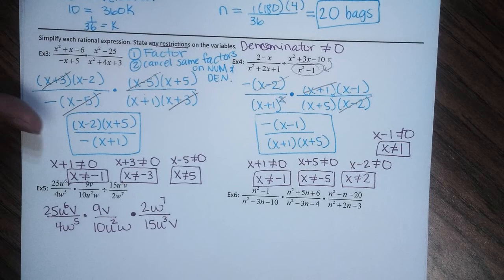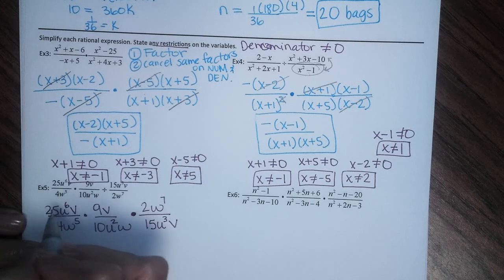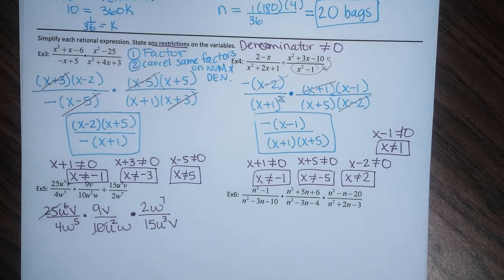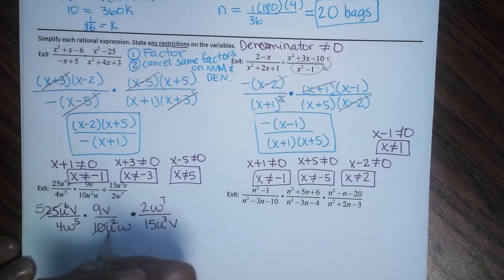Okay, so for that one, the way I just do them is you start canceling any factors that are the same on the numerator with the denominator. For example, it doesn't matter where you start. Let me start with this 25. This 25 and this 10 have a common factor of 5, so this would be a 5 now, and that would be a 2.